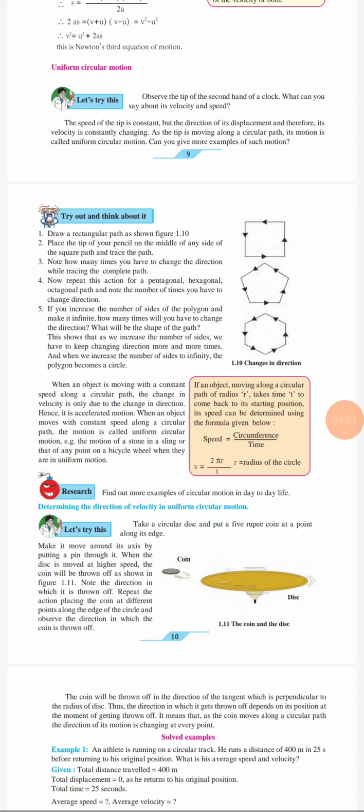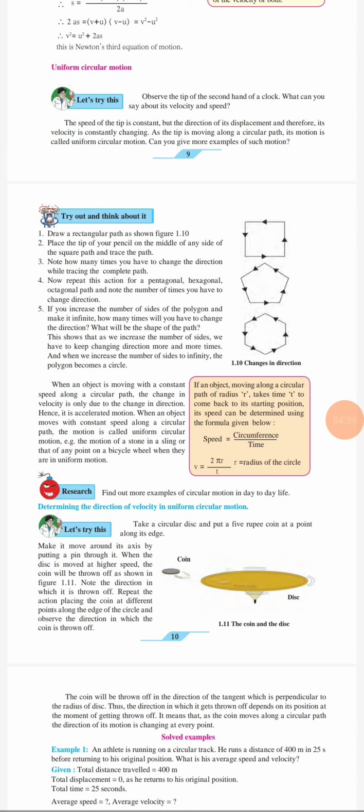An example is the motion of a stone in a sling. Take a string, tie a stone to it, and rotate it; you will observe that it is also uniform circular motion. Another example is a point on a bicycle tire. In the tire there is a center, and from the center a lot of iron spokes are attached to the wheel. They are also an example of uniform circular motion.